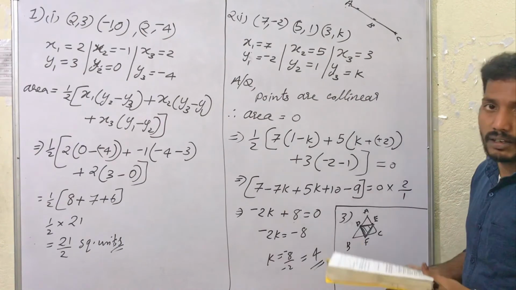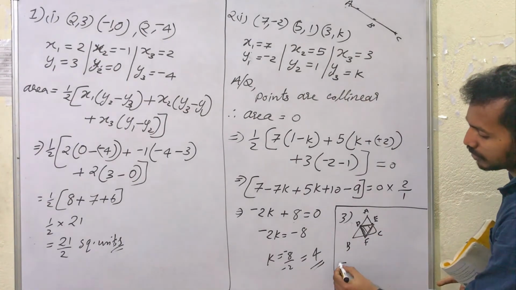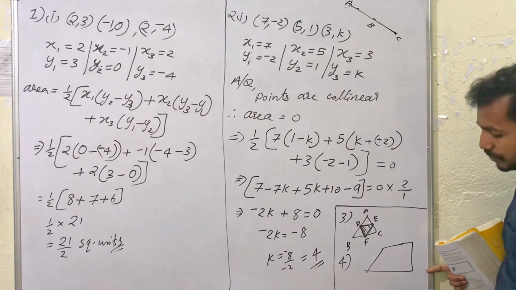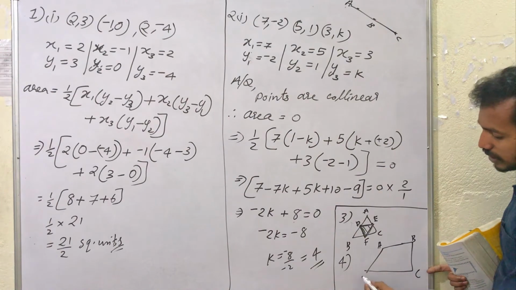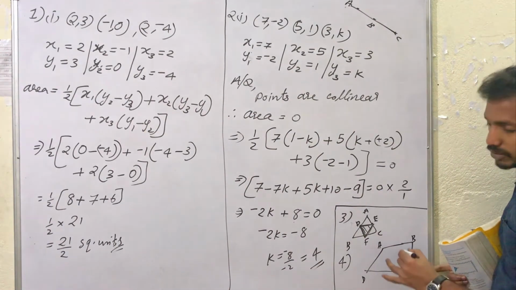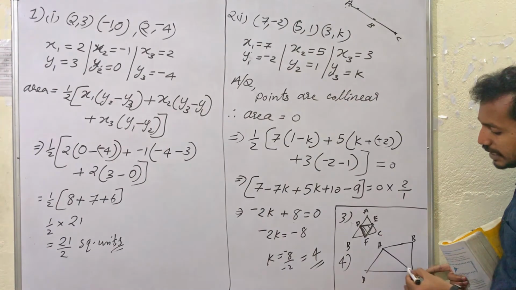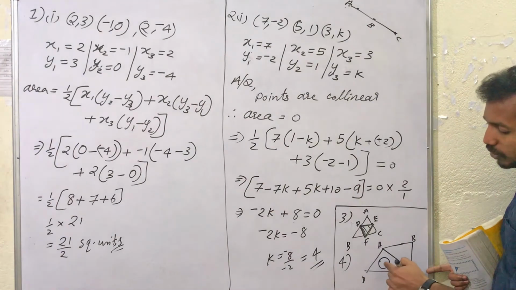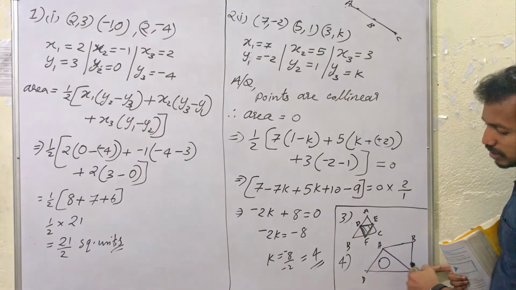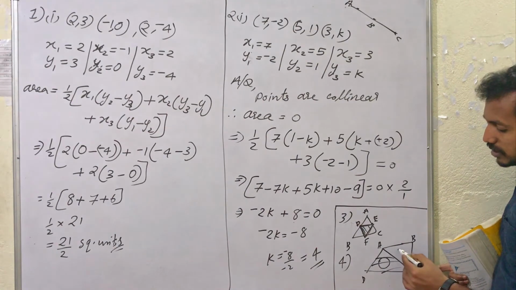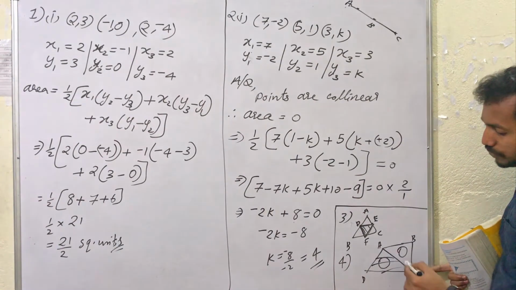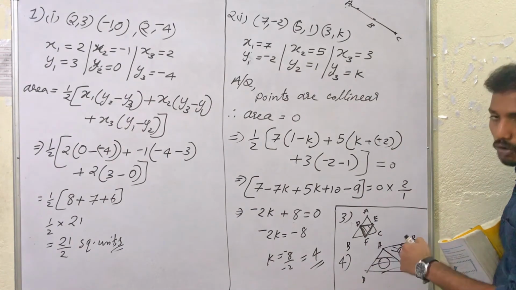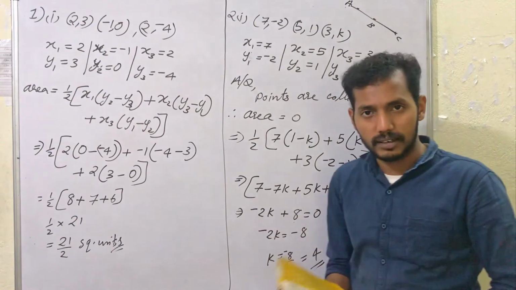Find the area of a quadrilateral. How to find the area of a quadrilateral? By using the area formula. Suppose a quadrilateral is given, with four vertices A, B, C, D. Just divide the entire quadrilateral into two triangles by drawing any diagonal, either this or this. Now you can find the area of this triangle by using these three coordinates. Then the area of this triangle also you can find by using these three coordinates. Then just add them, and you will get the entire area of the quadrilateral. Clear? So that is very important.